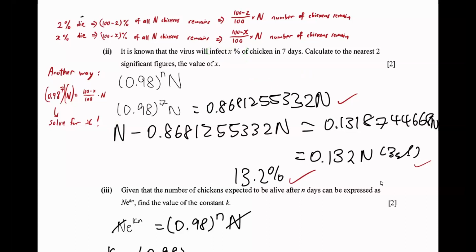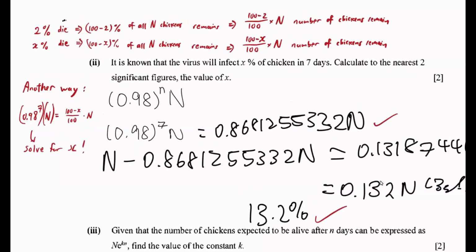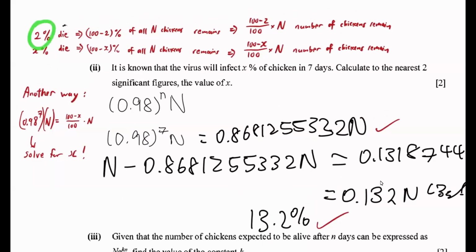But if you want to do it using algebra, here is another way, in case you want to know. It is known that the virus will infect X% of the chickens, right? So let's say we start with 2%. If 2% dies, that means you have 100 minus 2, which is 98% of all the n chickens remaining. Or in other words, 100 minus 2 over 100, which is 98 over 100, multiplied by the original number. Is it okay so far?